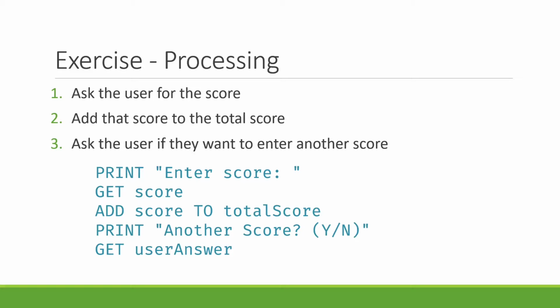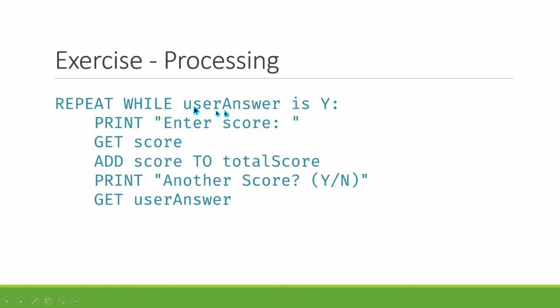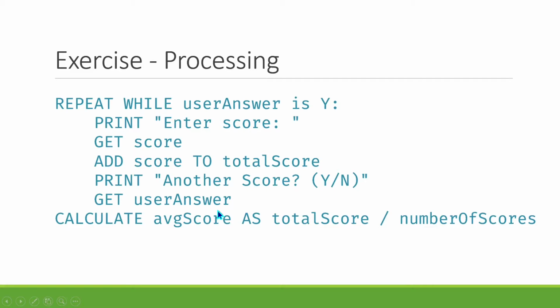That means we know that we want to repeat that set of statements as long as the user answer is a Y. So I would have some kind of loop structure. We're obviously going to do this with a while loop. This says repeat this while the user answer is a letter Y. And I will repeat this set of statements until the user enters something that's not a letter Y. As soon as they enter an N or anything else, this loop will terminate, and then we can go ahead and calculate the average score.